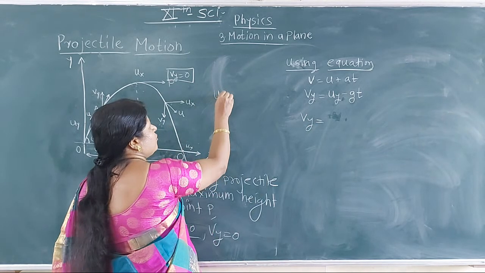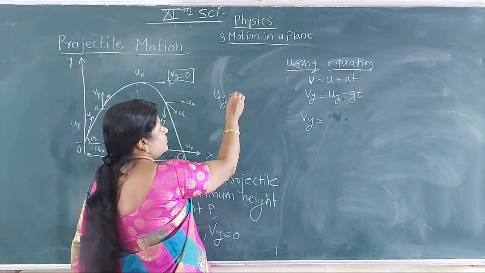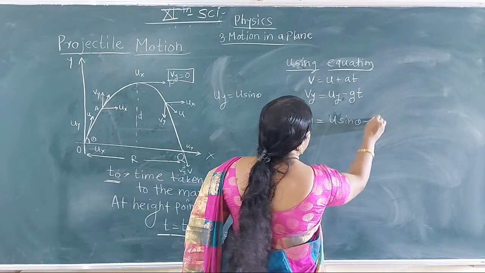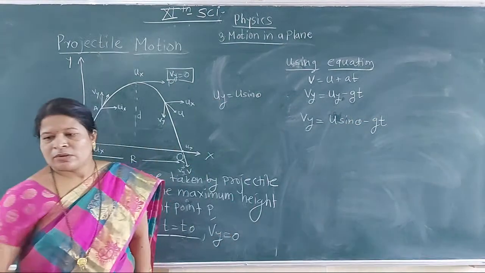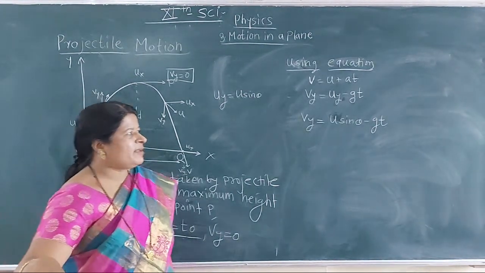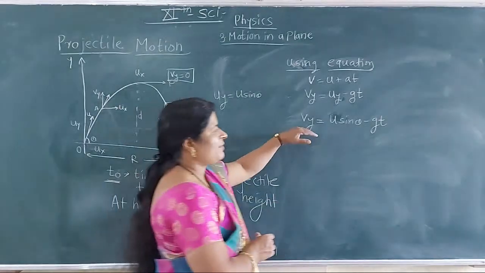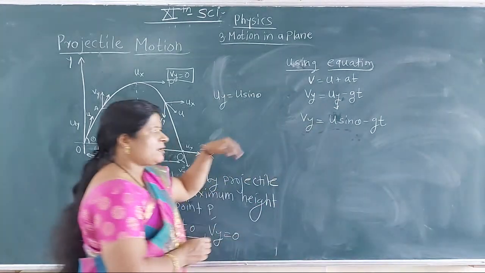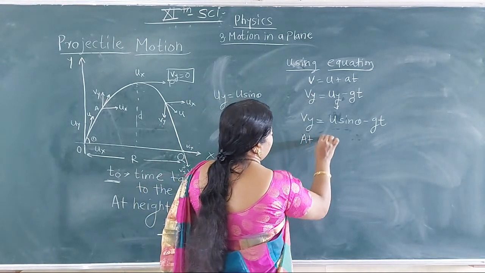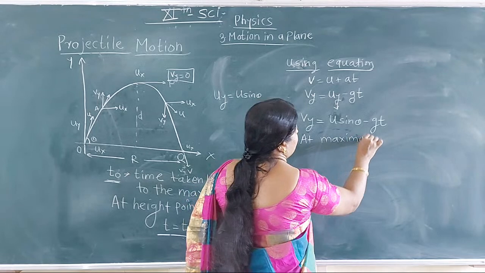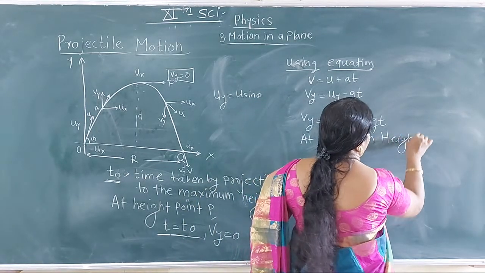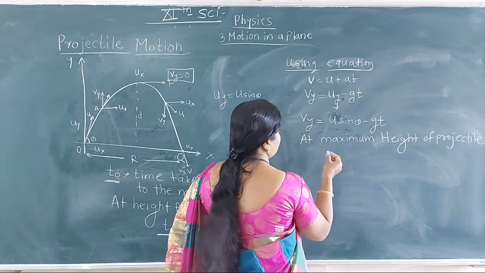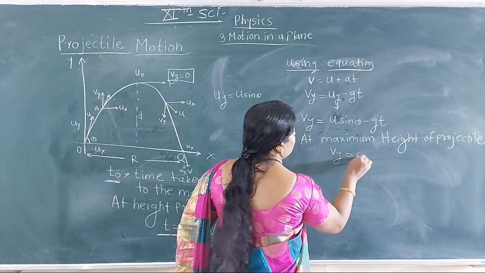Now we substitute the value uy is equal to u sin theta. Therefore vy is equal to u sin theta minus gt. But we know that at the maximum height of a projectile, vy is equal to 0.